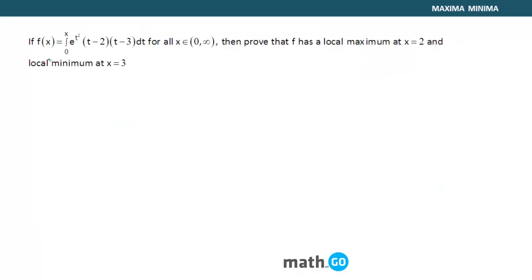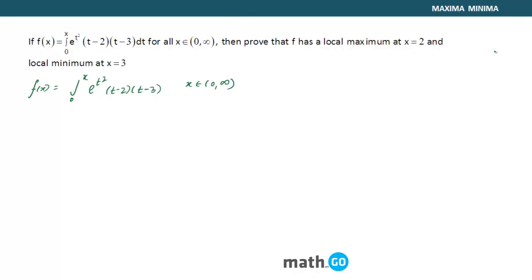Okay, so for this particular question, which says f(x) is equal to the integral of 0 to x of e raised to power t square, t minus 2 into t minus 3, where x ranges from 0 to infinity, you want to prove that it has a local maximum at 2 and a local minimum at x equal to 3.